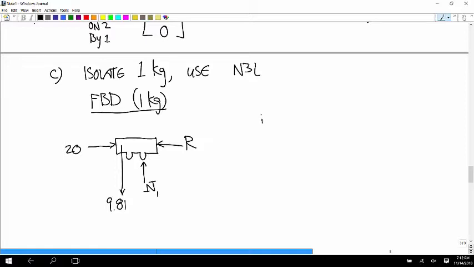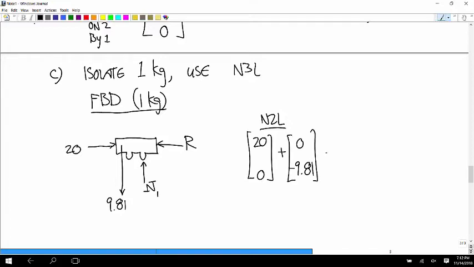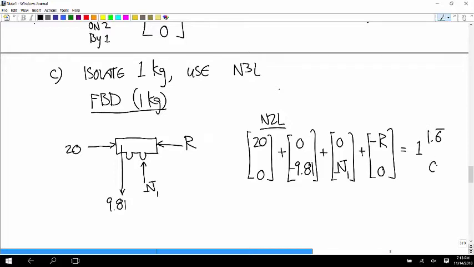Okay, so now Newton's second law says 20, 0 plus 0, negative 9.81 plus 0, N1 plus negative R, 0 is equal to the mass of 1 times the acceleration of positive 1.6 repeating, 0.